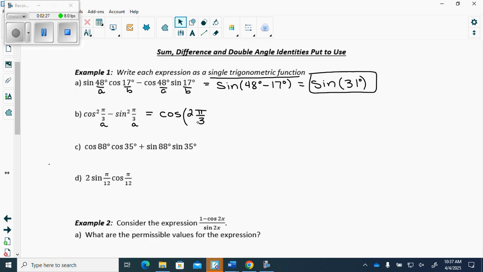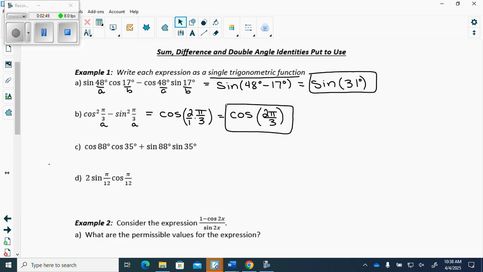Now, a lot of people get thrown off. You guys don't know where to put the 2. Put it over 1 if it doesn't have something, right? Yeah. So it's equal to cos 2 pi over 3. Then some people want to give me answers. I don't want answers. I want a single trig function. Boom. Done. Box it up. Box it up. Loud and proud. You know you got it right.